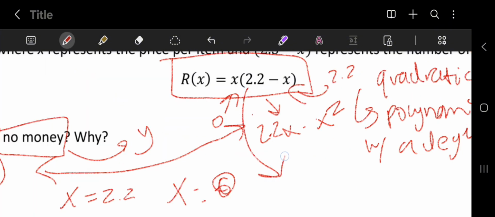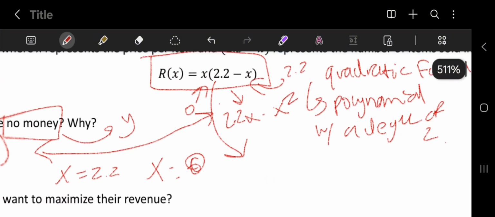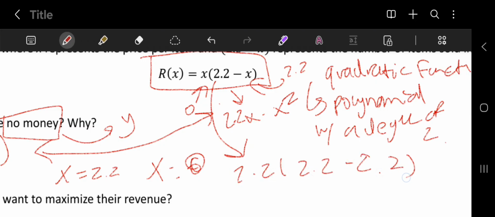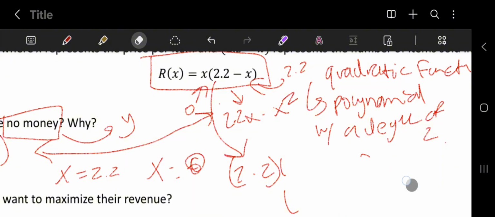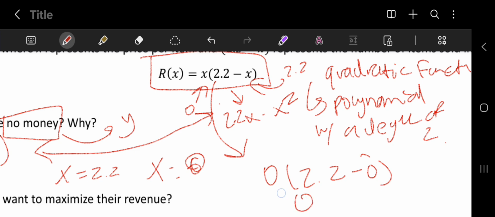And if you want to see that actually done mathematically, let's say we replace 2.2 for the x's: 2.2 times (2.2 minus 2.2). I'll just put a parenthesis over the x's so you can visually see that. That's going to make it 0. Anything times 0 is 0. So if we were to plug in 2.2 for the x, we would get y is equal to 0. If we plug in 0 for the x, it's going to be 0 times 2.2, which is 0.